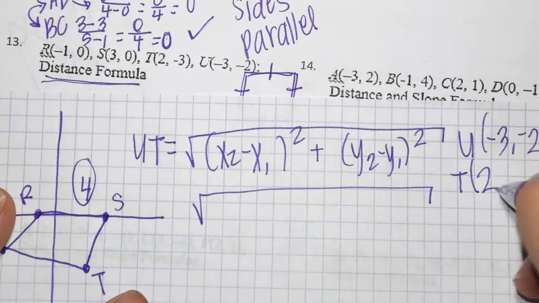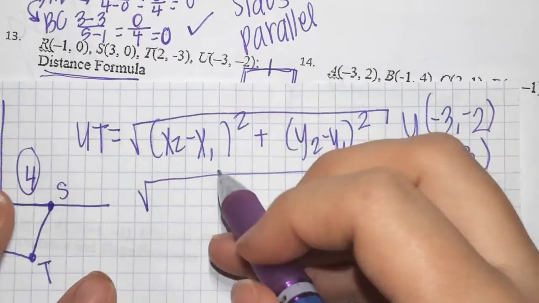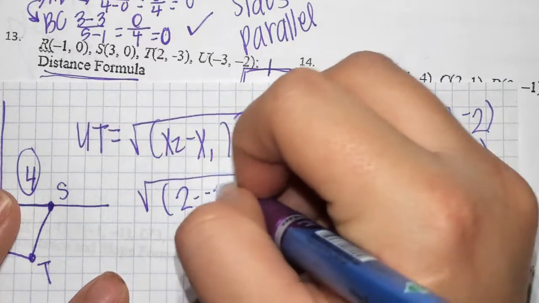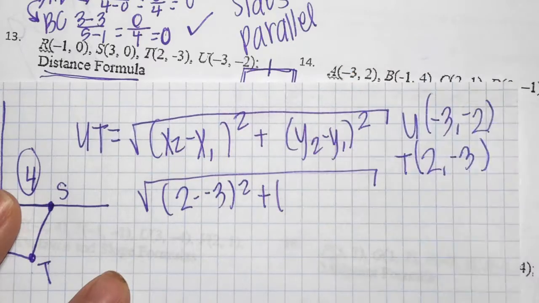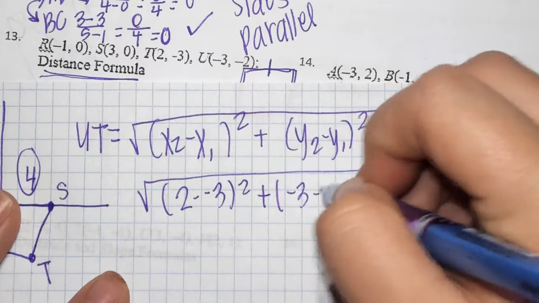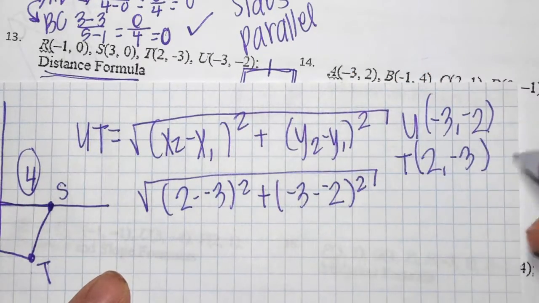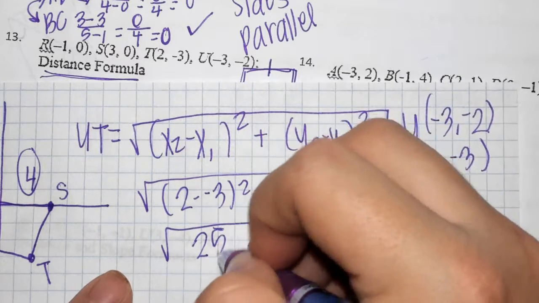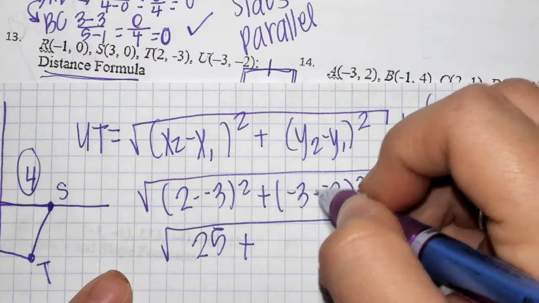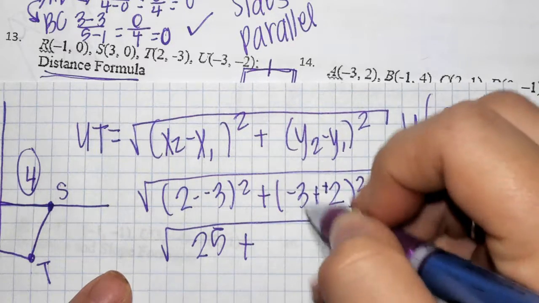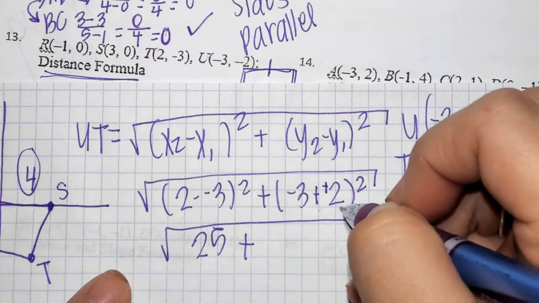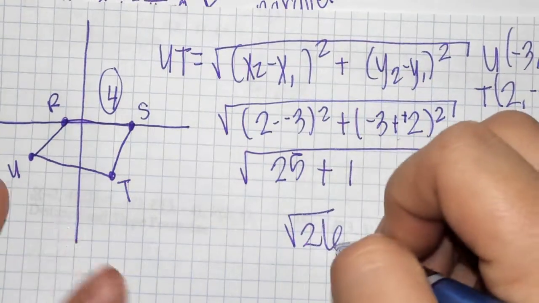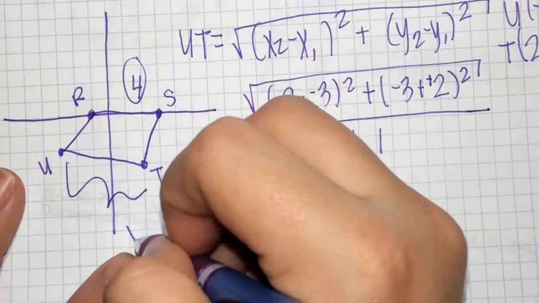Mathematical. Negative 3, negative 2. T is 2, negative 3. So, X is first. 2 minus negative 3 squared plus then Y's negative 3 minus negative 2 squared. That's 5. 5 squared is 25. Negative 3 minus negative, that's a positive. So negative 3 plus 2 is negative 1. Negative 1 squared is 1. So this is a square root of 26. This distance is a square root of 26.